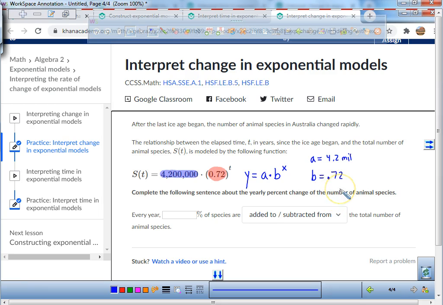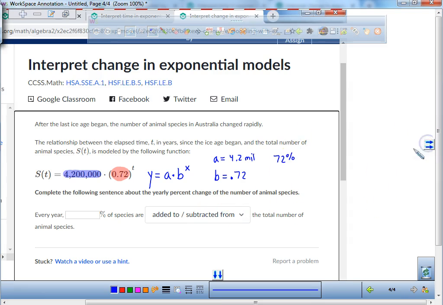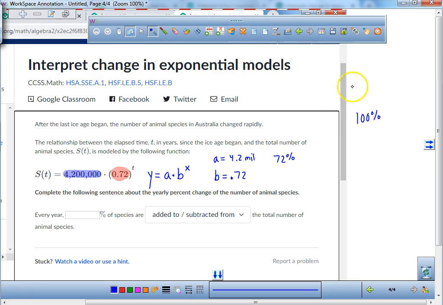All right, so if that's 0.72, that means it's going down over and over again. You're basically keeping 72% of the animals, so what are you actually losing? That's what you're trying to ask yourself. If I have 100% of my animals, but I'm keeping 72%, that means I'm losing 28%.